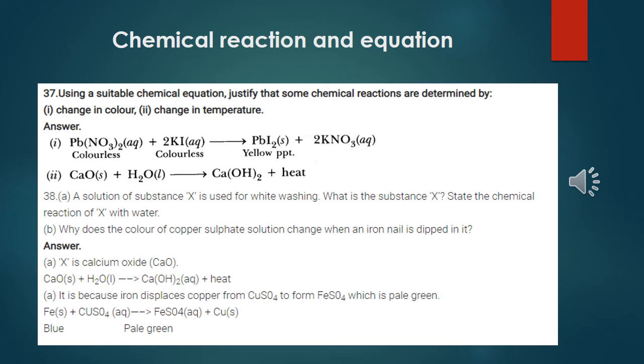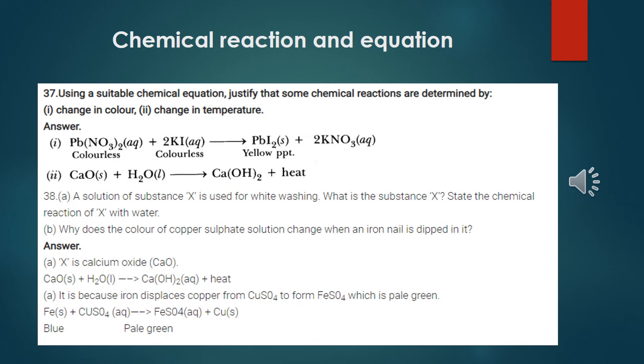So, change in temperature. Number 38, a solution of a substance X is used for whitewashing. What is the substance X? State the chemical reaction of X with water. We know that calcium oxide when reacting with water forms calcium hydroxide, and calcium oxide is used for whitewashing. So X is calcium oxide and the reaction is given here.